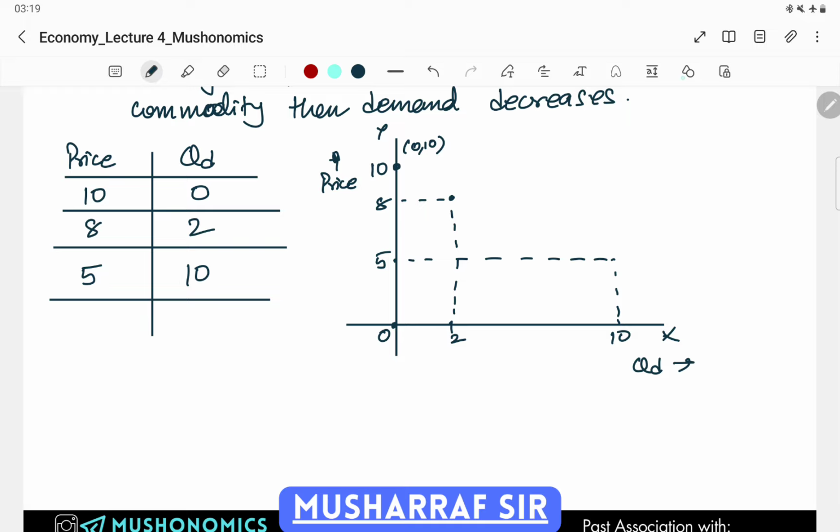So if we join these 3 points, we will get the demand curve that we are talking about. We are getting the demand curve. So this is the demand curve, and it is represented by DD. It is our demand curve.